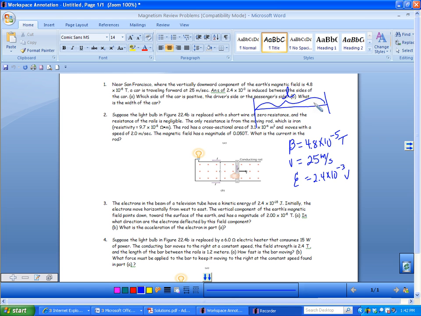So what I'm going to do is I'm going to use my right hand. And I'm going to talk about the force acting on a positive charge. So I'm going to point my 4 fingers down into the earth. I'm going to point my thumb forward, and my charge is going to be pushed to the left. So my positive charge is going to be pushed to the left, so that's the driver's side, so it's going to be the positive side.